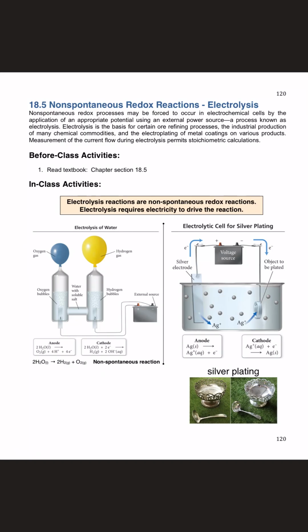In this chapter section, we are going to take a look at the electrochemical cells that rely on the non-spontaneous redox reaction. Please read more detail of this chapter section in the OER textbook, chapter section 18.5. The electrochemical cells that rely on non-spontaneous redox reaction are called electrolysis.